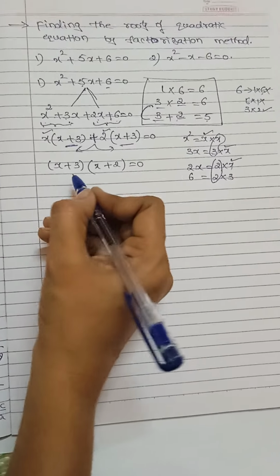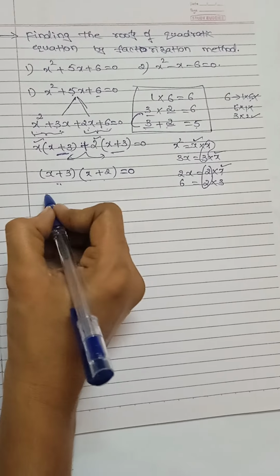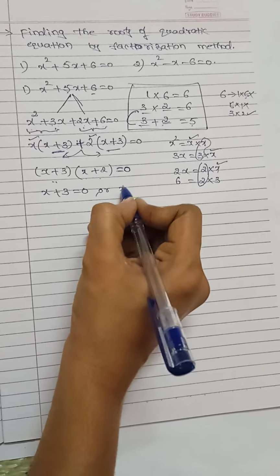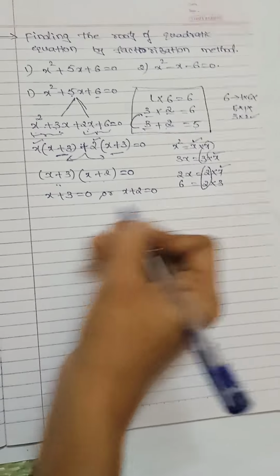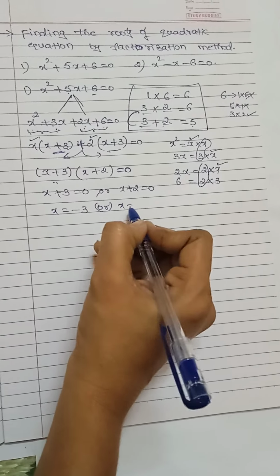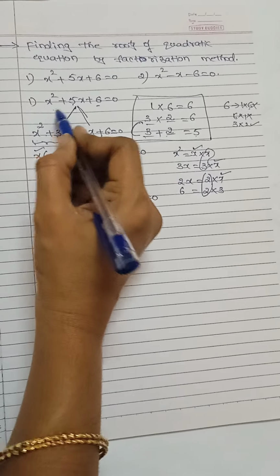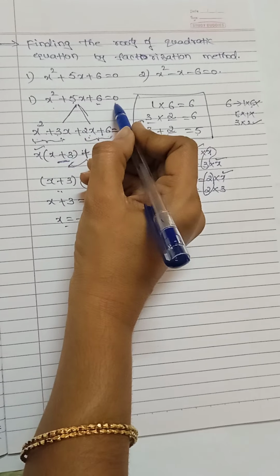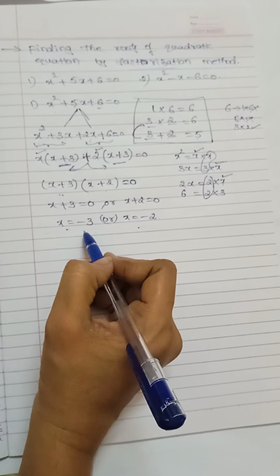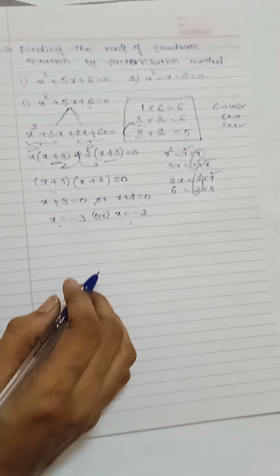If you know that the product of the factors is 0, then either one of them is 0. So either x plus 3 equal to 0 or x plus 2 equal to 0. That means x equal to minus 3 or x equal to minus 2. So these are the roots of the quadratic equation x square plus 5x plus 6 equal to 0 by factorization method. What are the roots we got? x equal to minus 3 and x equal to minus 2. These are the roots of the quadratic equation.